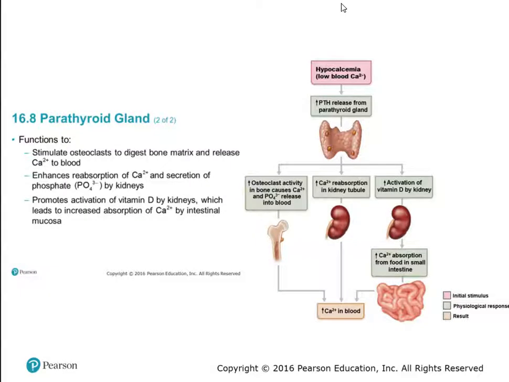So again, parathyroid hormone can function to increase blood calcium 3 different ways. So we can increase the osteoclast activity to cause that bone breakdown to free up the calcium and release it into the blood. We can also stimulate the kidneys to reabsorb more calcium, right, during the filtration process. And we can also increase calcium absorption from food in the small intestine.